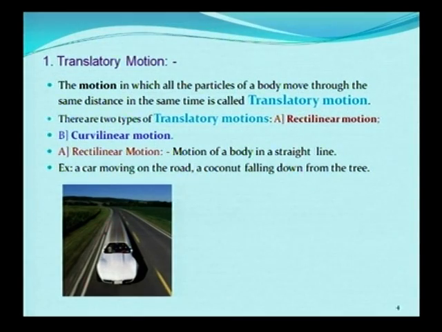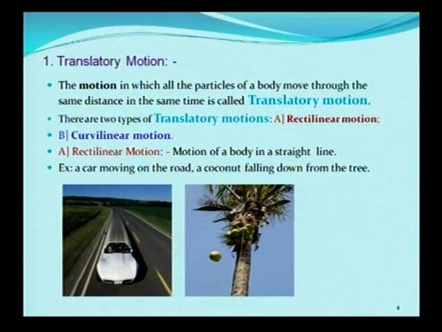So see friends, what is translatory motion? The translatory motion means the motion of an object that moves in a straight path. It means the object covers equal distances in equal intervals of time, and this is known as translatory motion. This translatory motion is divided into two types: one is rectilinear motion and the next one is curvilinear motion.